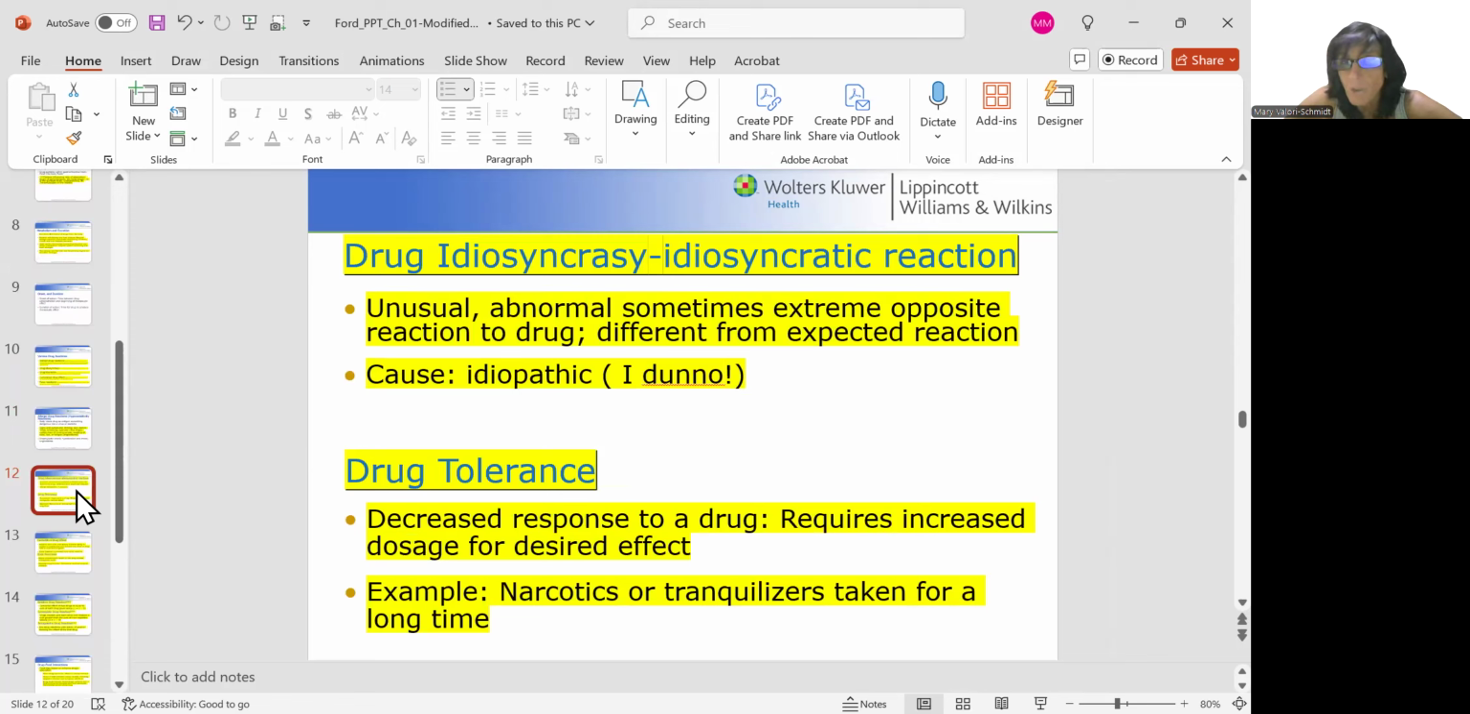So, drug idiosyncrasy. So, usual, unusual, abnormal, sometimes an extreme opposite reaction to a drug, different than what we expected. What causes it? Idiopathic, which means, I don't know. Drug tolerance. You need more and more of a drug to get the same desired effect. People that are opioid dependent will typically just worry about not getting dope sick. They're not even sometimes worried about getting high. They need some of the drugs so that they don't get sick because they build up such a tolerance.